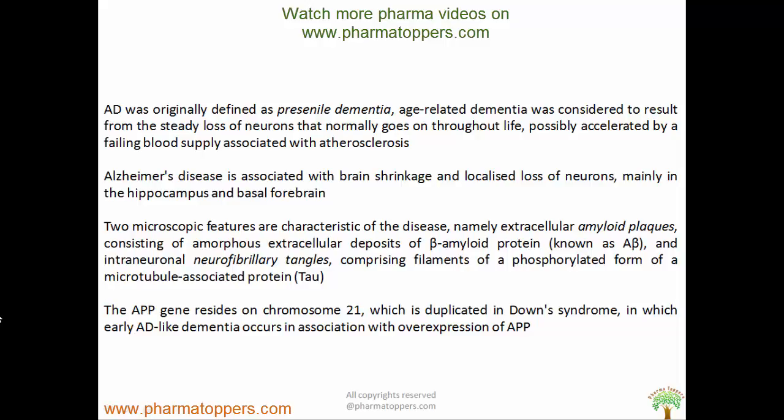The two main microscopic features characteristic of the disorder are amyloid plaques, deposited extracellularly, consisting of amorphous extracellular deposits of the beta amyloid protein or A beta, and intraneuronal neurofibrillary tangles comprising filaments of a phosphorylated form of microtubule associated protein, that is tau. Both of these deposits are protein aggregates that result from the misfolding of the native protein. They also appear in normal brains but in smaller numbers. So the symptoms may not develop for many years.